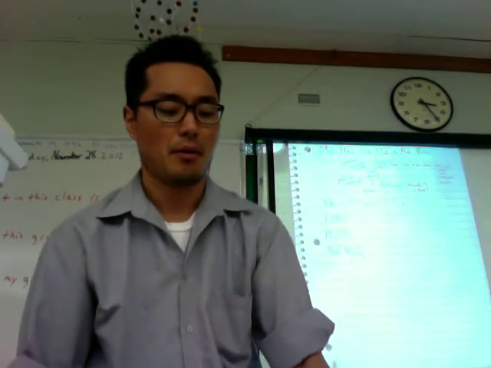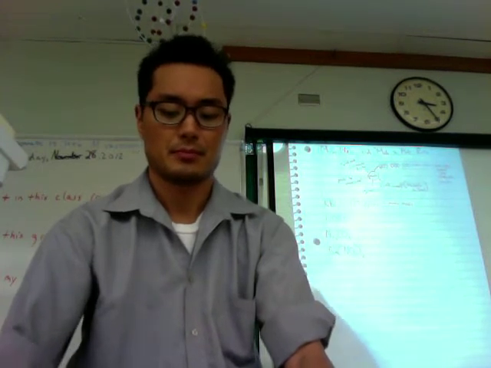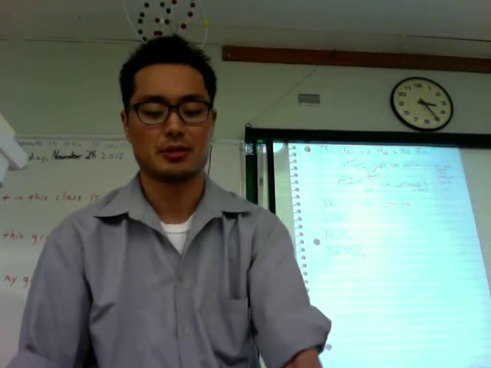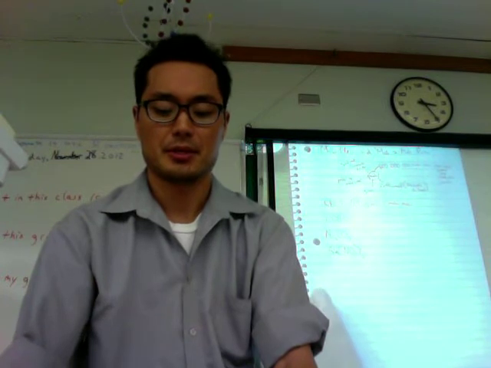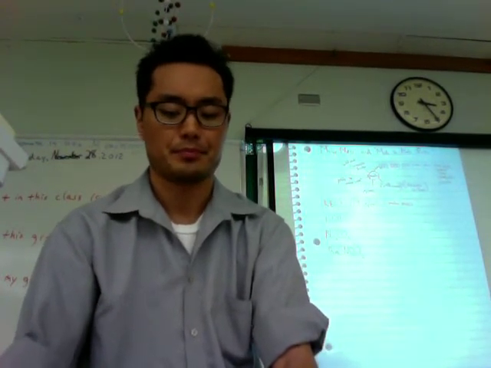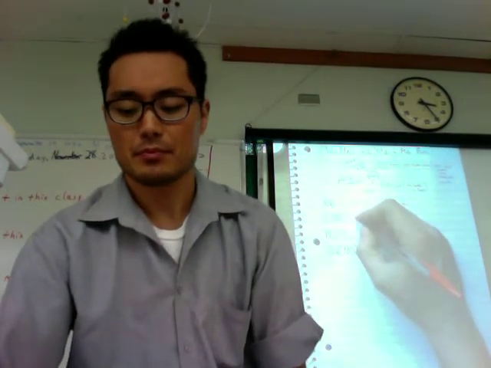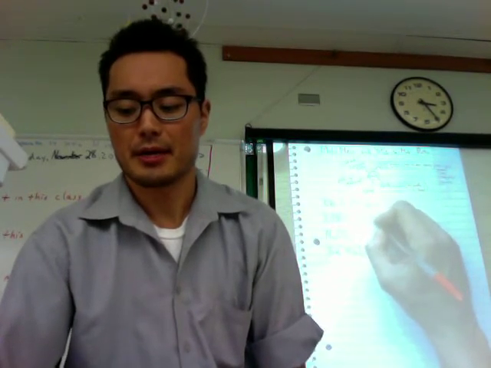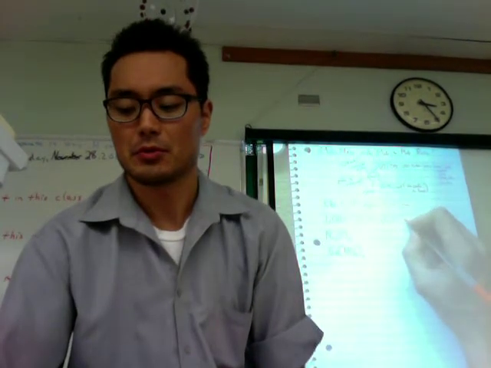Find Li. How much is it? 6.94. Add it to oxygen. How much does oxygen weigh? 16. And then add that to H. How much does H weigh? 1.01, which makes what? 23.95 grams per mole. And that's the molar mass.